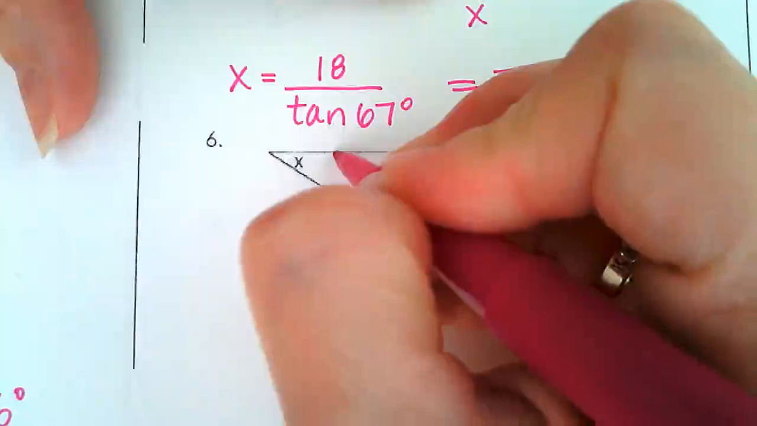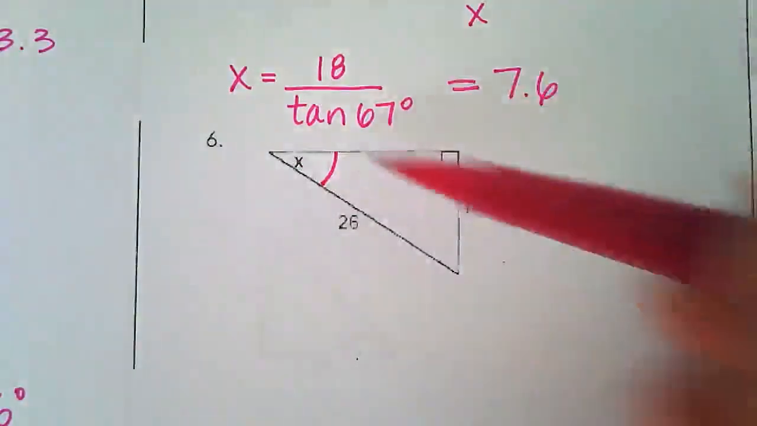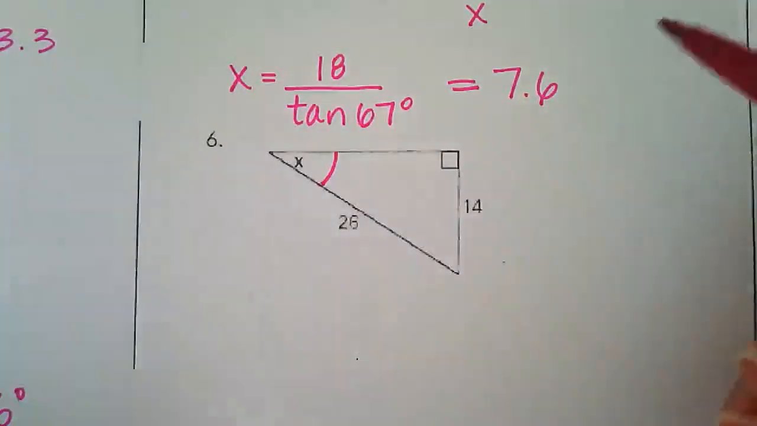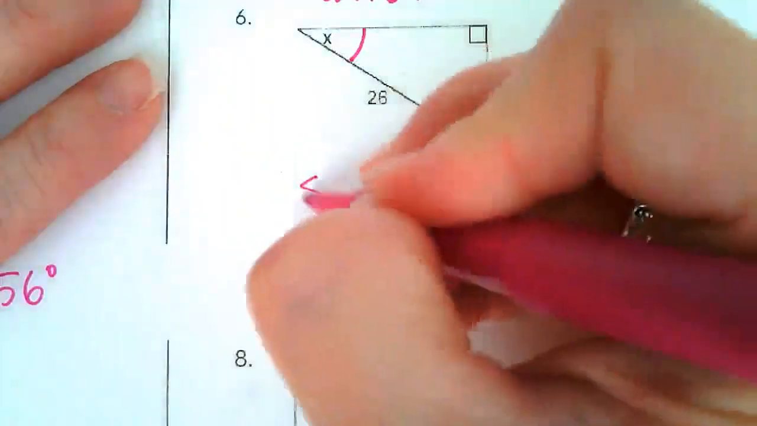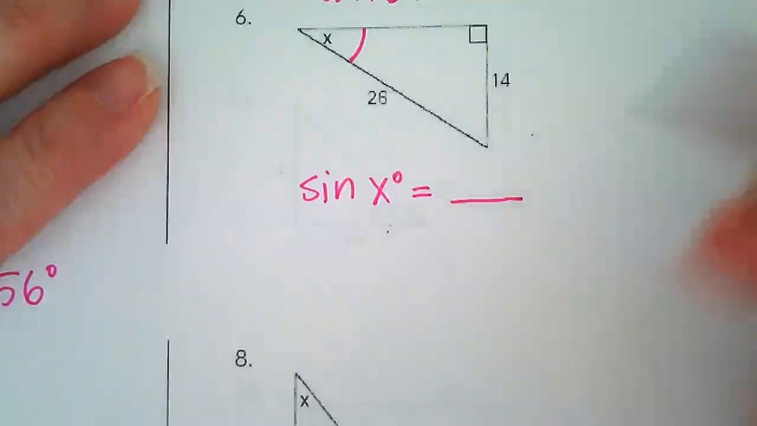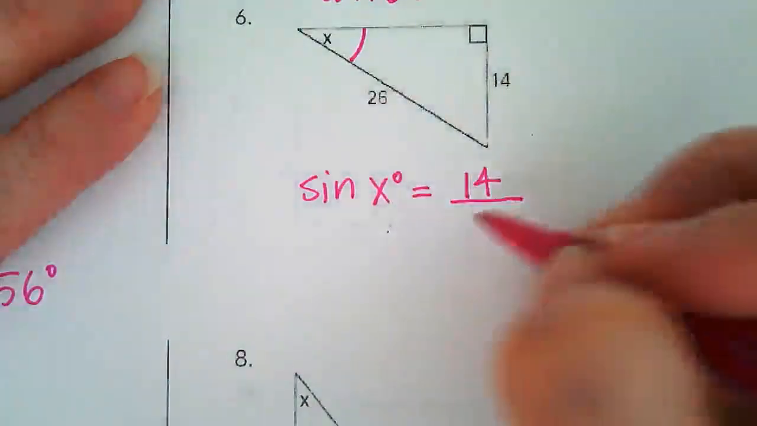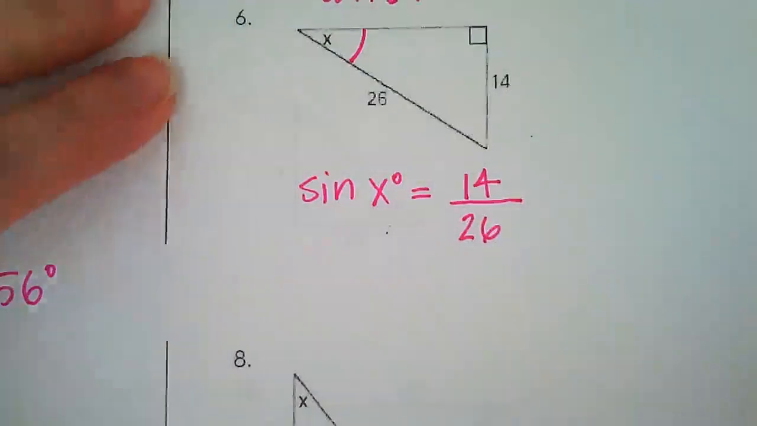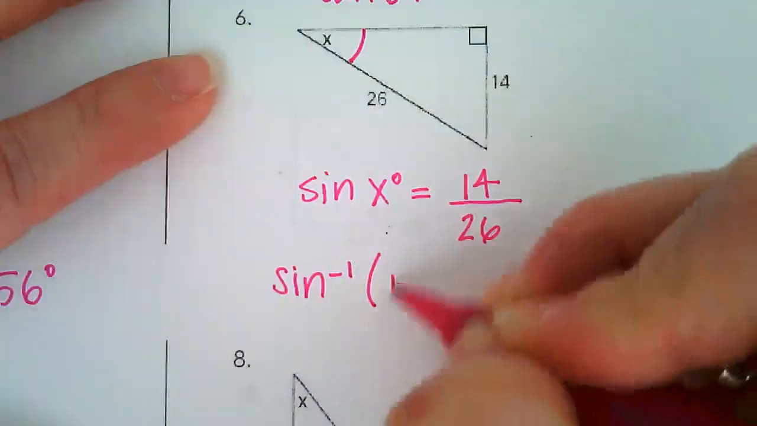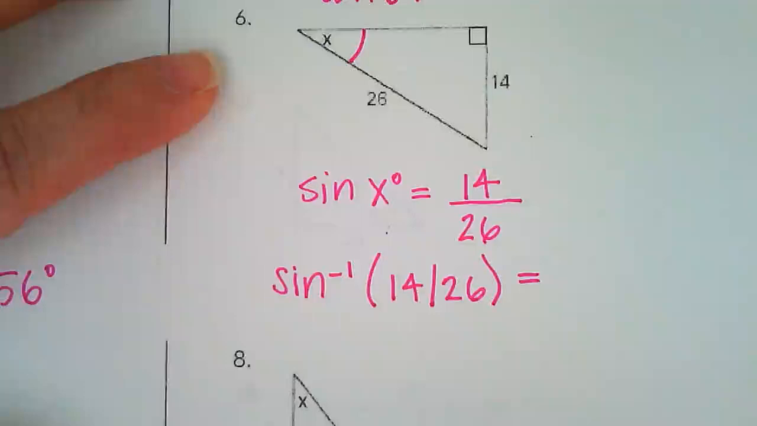Here we, again, don't know the angle, but from this angle, we know the opposite and hypotenuse. Opposite over hypotenuse is sine. So we are going to use the sine of x degrees is going to be the opposite, which is 14, over the hypotenuse, which is 26. So what that means for the calculator is that we need to do the inverse sine of 14 over 26.